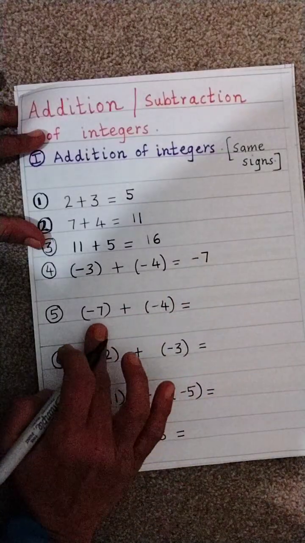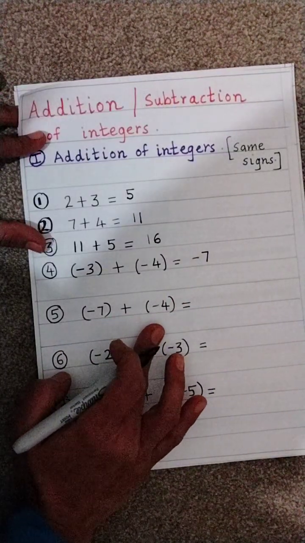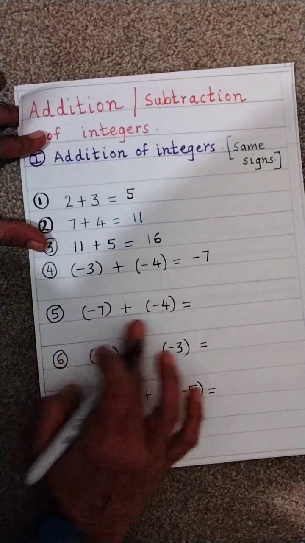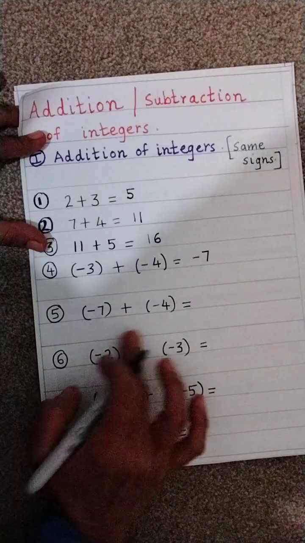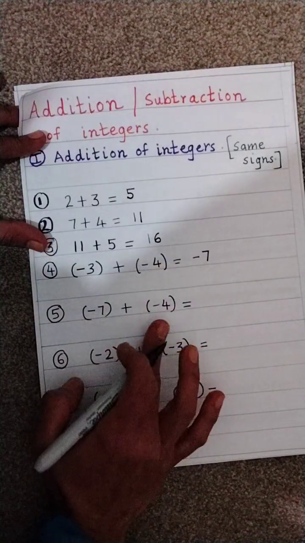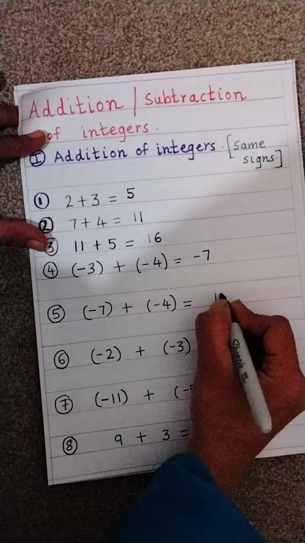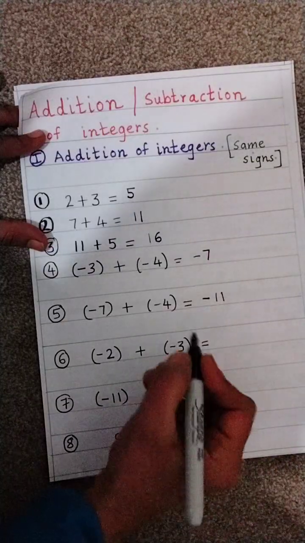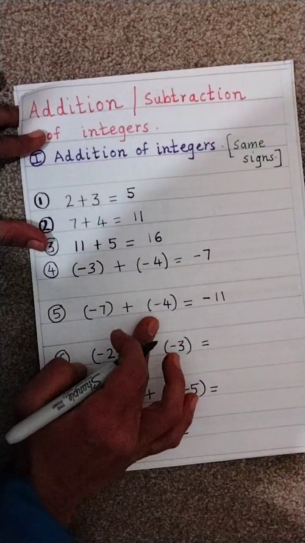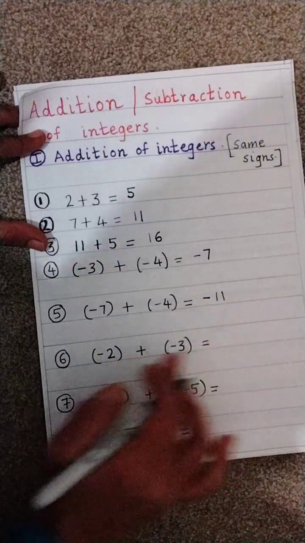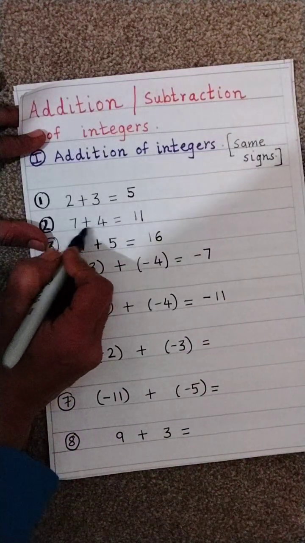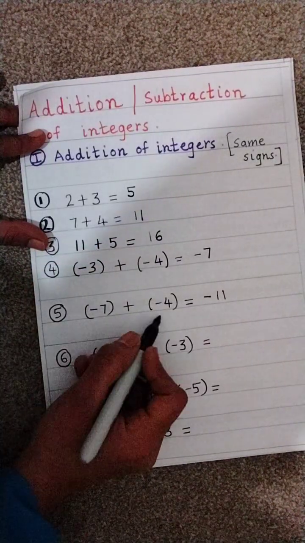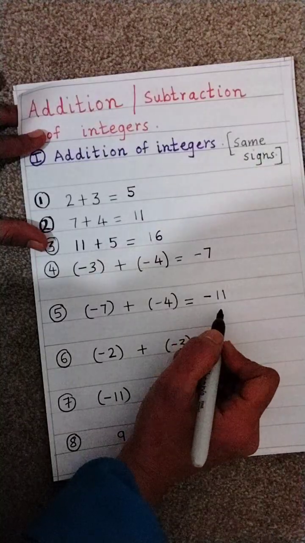Minus 7 plus minus 4, both have same signs, and that is negative sign. We are going to add, and both have negative signs. So 7 plus 4 is 11, but we put minus sign. So minus 7 plus minus 4 is minus 11. Here 7 plus 4 both have positive signs, so answer is plus 11. Here both have negative signs, so answer is minus 11.